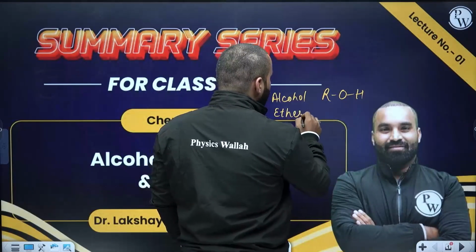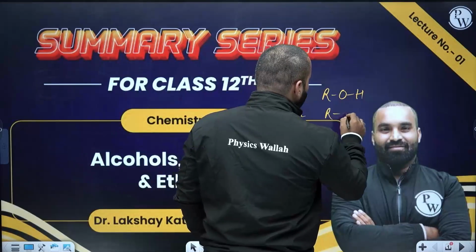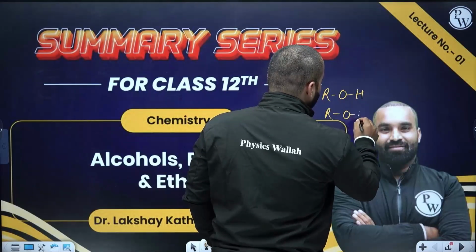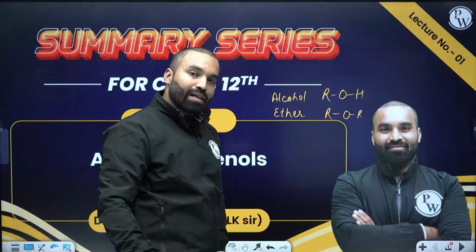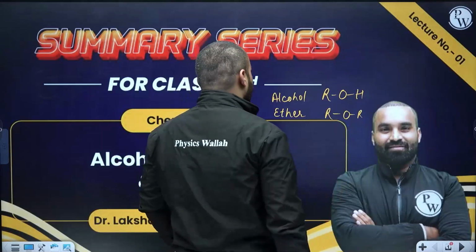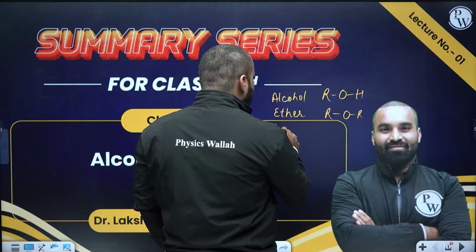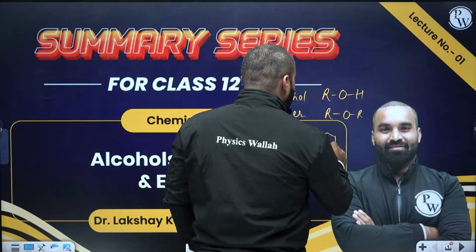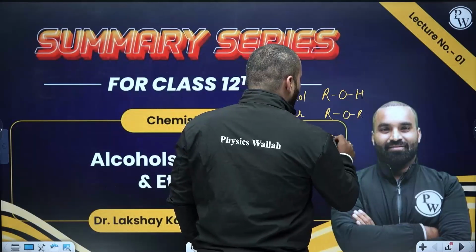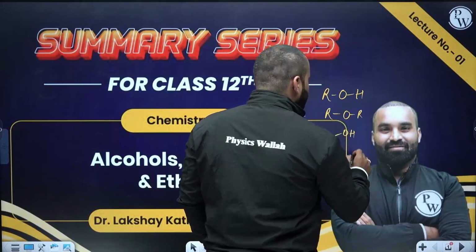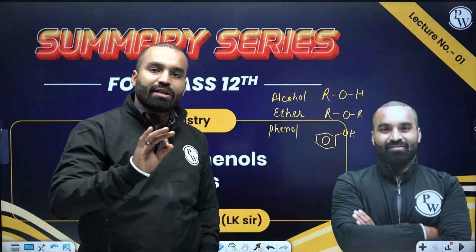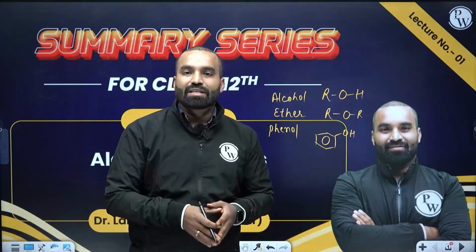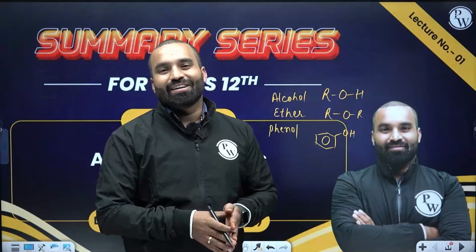Ethers are of a similar class, but instead of hydrogen we have R, another alkyl group, or we can have an aryl group. Then finally we have phenol compounds. Phenols are benzene-containing, with an OH group present on it. So these are the three classes of compounds we will be discussing in today's lecture, and let's start.